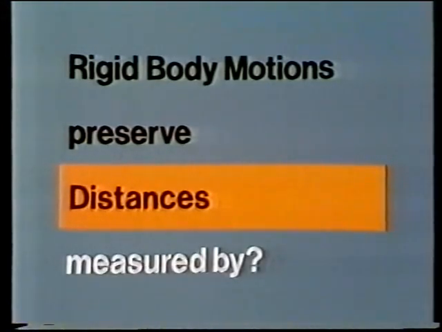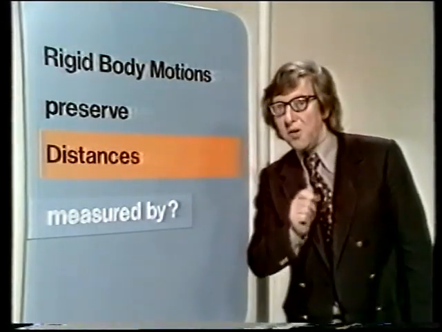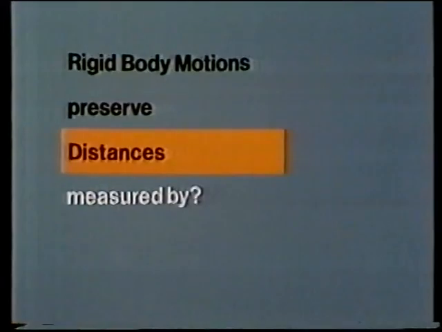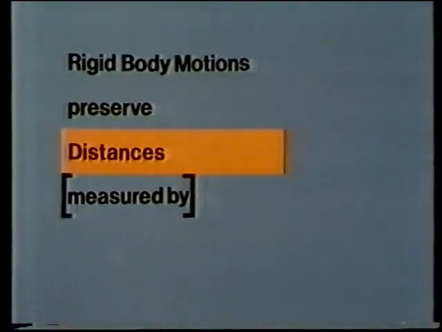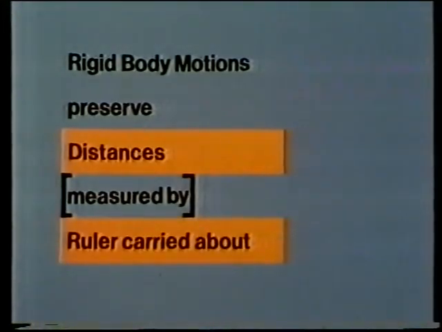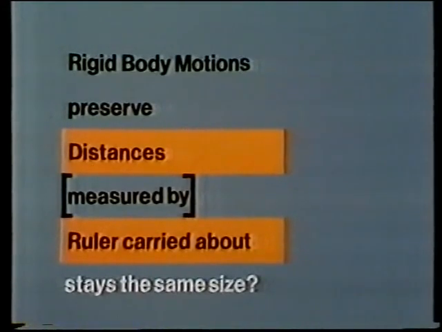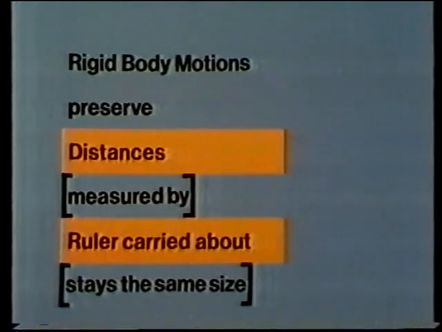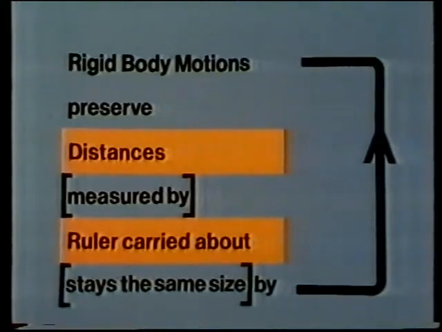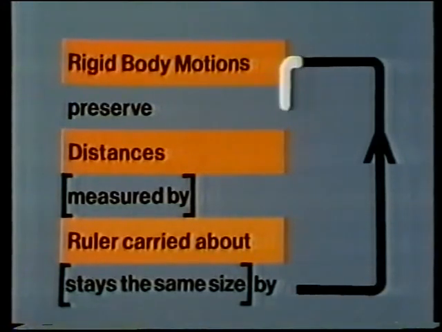How do we measure distances? Well, one way to measure them is by carrying a ruler about. Right, but carrying a ruler about gives you another problem. How do you know that the ruler stays the same size? Well, that's easy. It stays the same size because you carry it about by rigid body motions, which preserve distances on the ruler. But that's the problem. We've got a circular argument now.